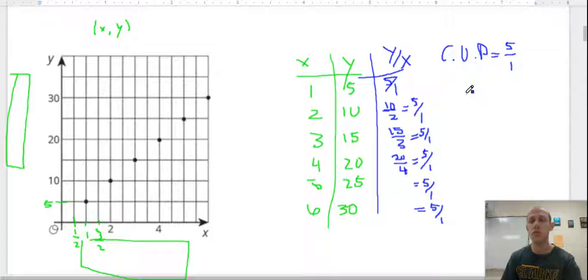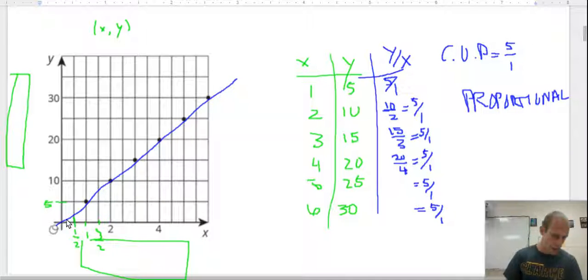So this is a proportional relationship. Sorry about that. We do have a proportional relationship right here, and we have a not proportional relationship. So let's compare the two graphs.